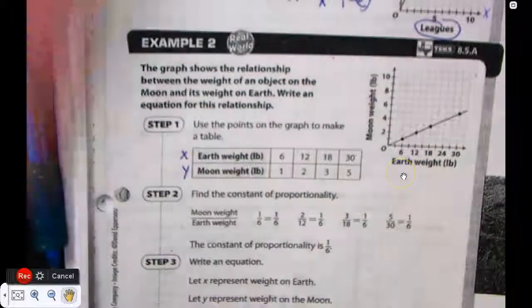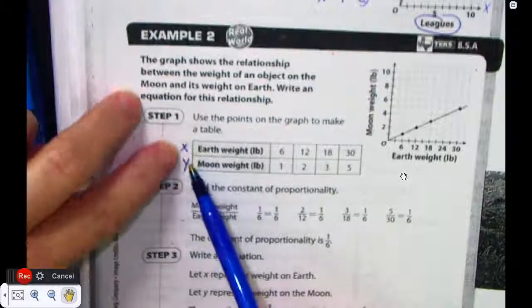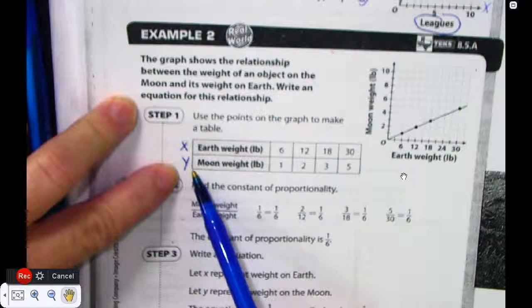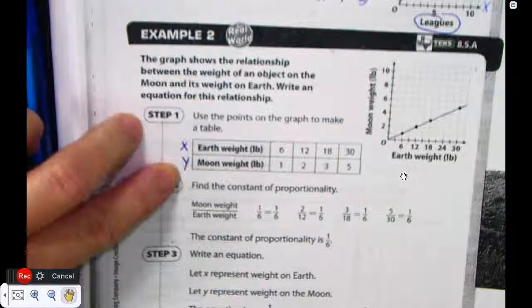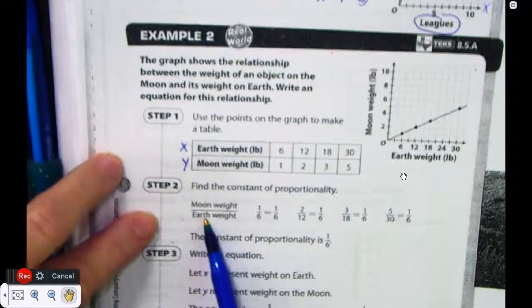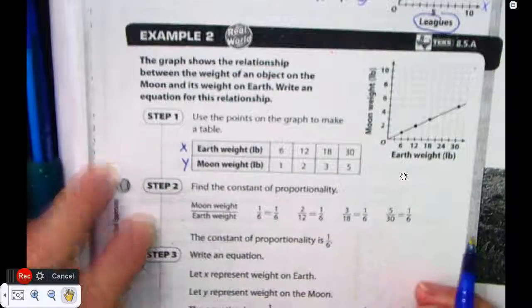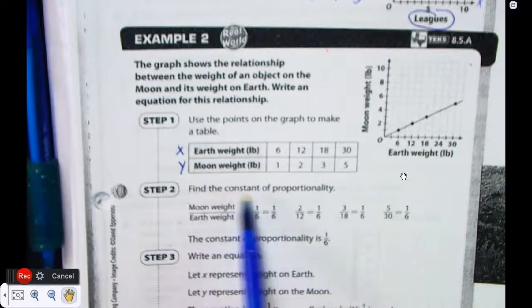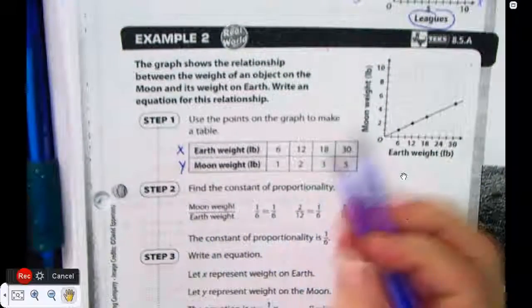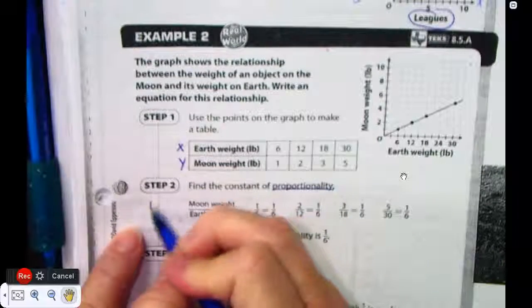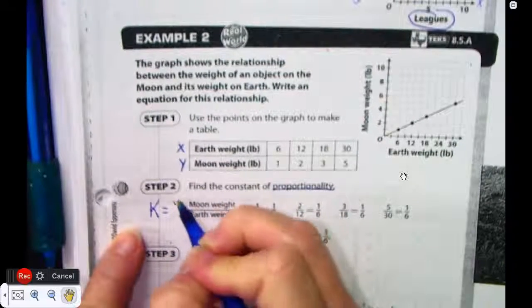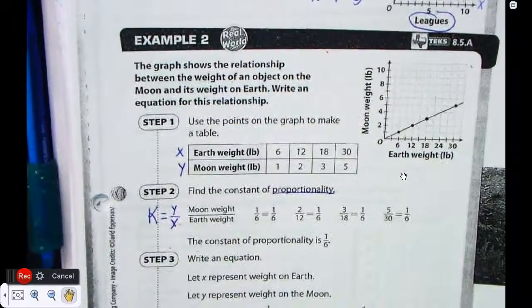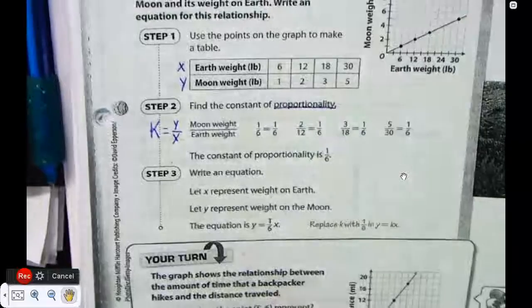Okay, so on this right there, this is your X, this is your Y. We're always going to put the X and the Y here. They tell us, guys, that it's proportional because it says find the constant of proportionality. So what we're doing is we're finding K, and by dividing Y by X, you're dividing Y by X.